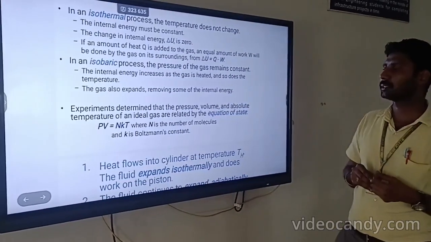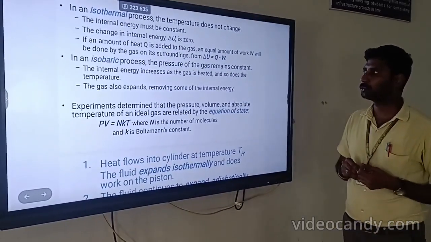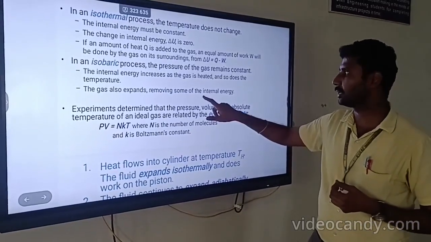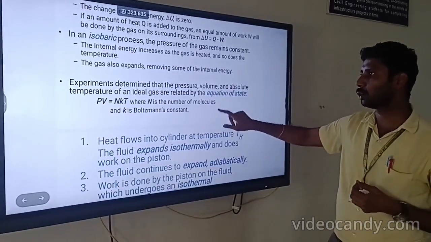Then another 2 processes are available: the isobaric process. Here the pressure remains constant. So P1 equals P2.